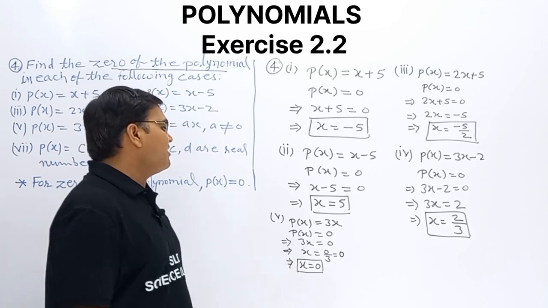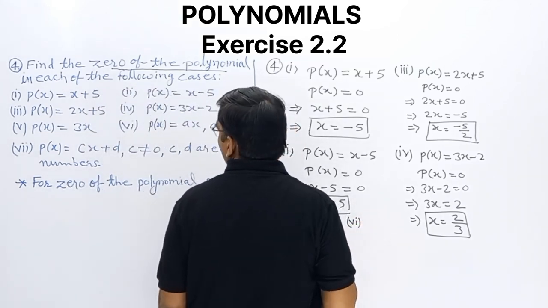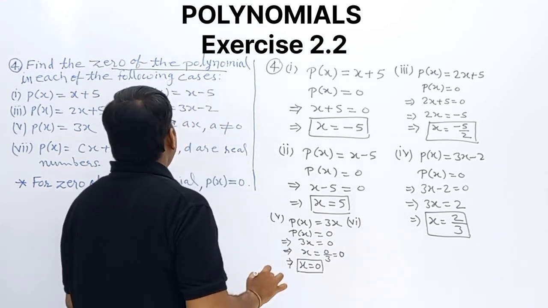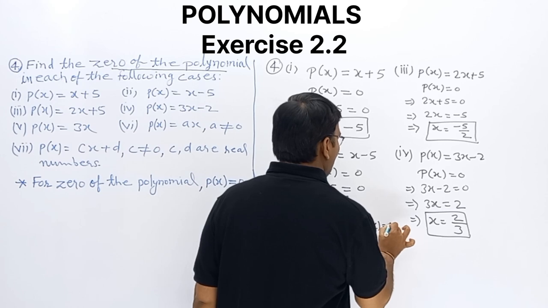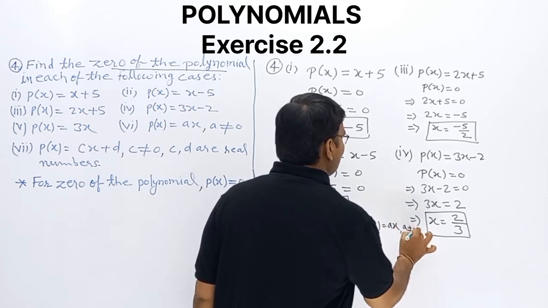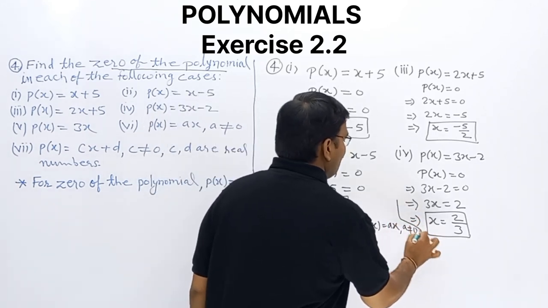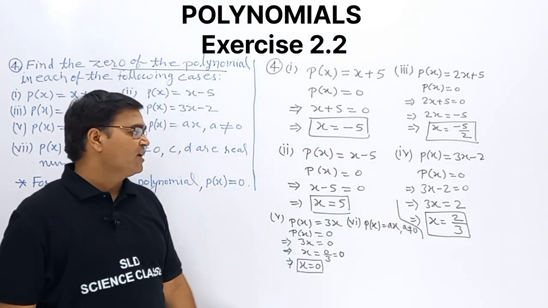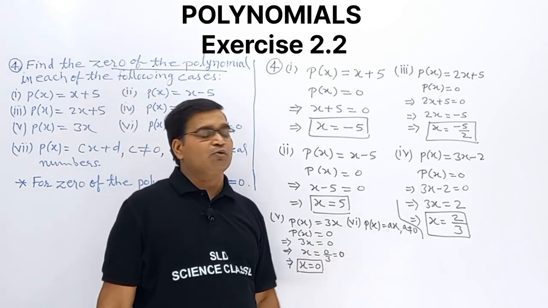Clear? Now next one, sixth one I am taking. What about this one? Sixth one, p of x equal to ax, and in which a should not be equal to 0. Why we are taking this one? Because if you put a equal to 0, what is the given? P of x equal to ax, a should not be equal to 0.